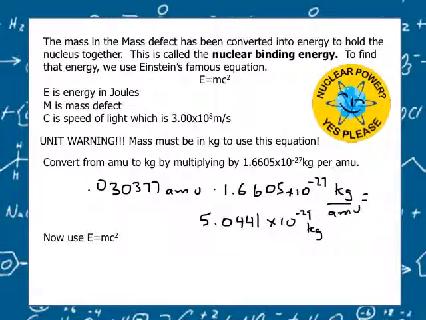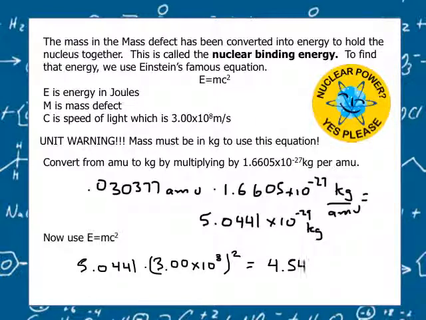Now that I have that in kilograms, I can plug that in as my mass in E equals mc squared, and of course the speed of light is 3.00 times 10 to the 8th. Don't forget to square that quantity. Now that we're in energy, our unit is joules.